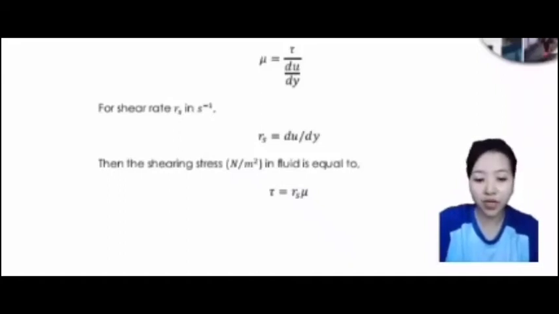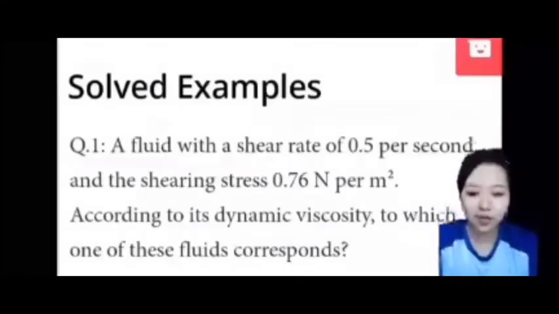For the shear rate, this is the velocity of the upper plate in meter per second divided by the distance between the two plates in meters. Then the shearing stress is the N per meter to the second in fluids is equal to the shear rate dynamics. So let's try an example.